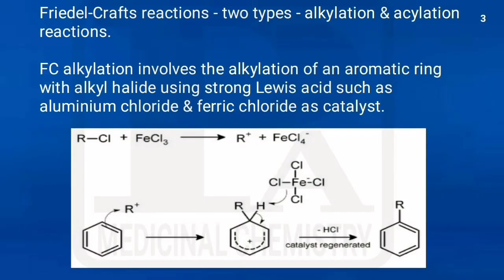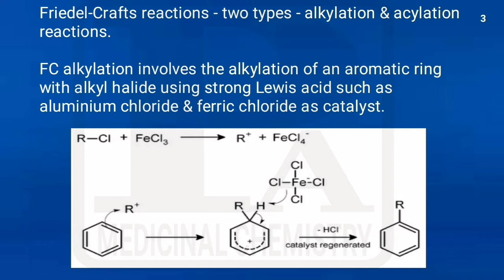Next one is a Friedel-Crafts reaction. There may be two types of reaction. One is called alkylation, another one is called acylation. What is meant by alkylation? Addition of an alkyl group. Acylation means addition of an acyl group. Alkyl means R, that is methyl, ethyl, propyl, and so on. So we are introducing this one, that can be called Friedel-Crafts alkylation. What is meant by acylation? RCO. That can be called acylation.